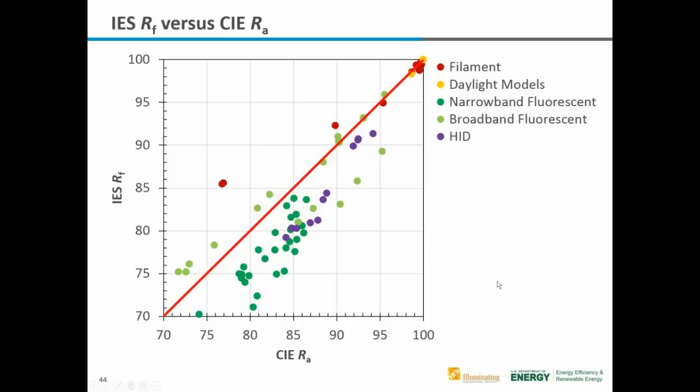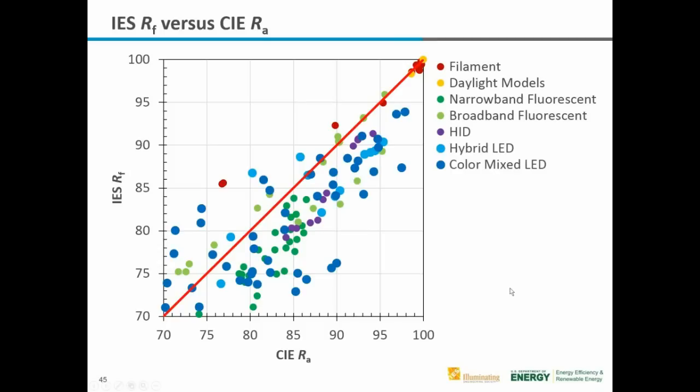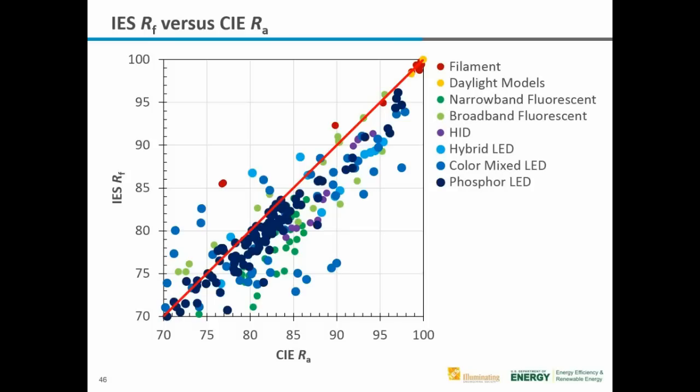Here are some HID lamps added in purple. On this slide, hybrid and color mixed LEDs have been added. Here we can see that some score higher with the IES method and some score lower. And finally, this scatter is for phosphor converted LEDs, most of which score lower with the IES method. Again, the IES method is a tougher test because it requires good rendering across all 99 color evaluation samples.